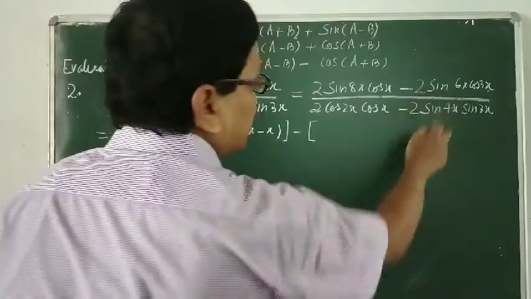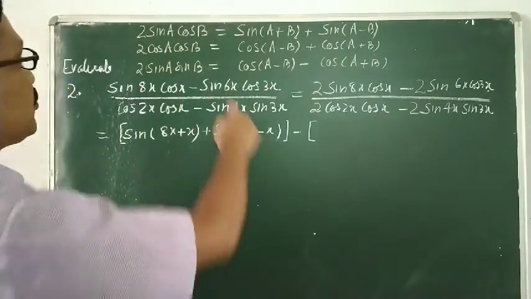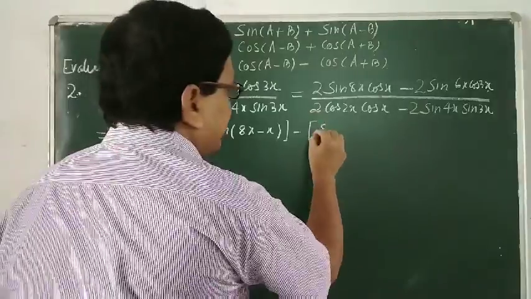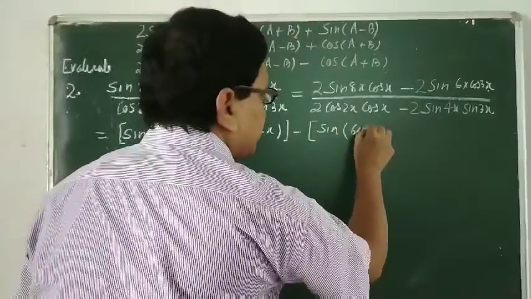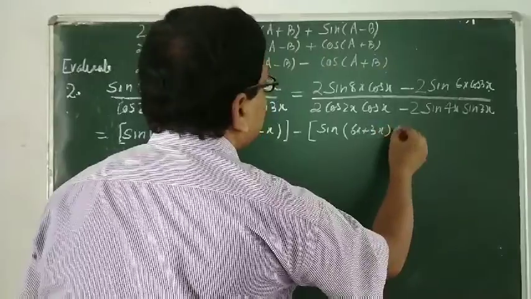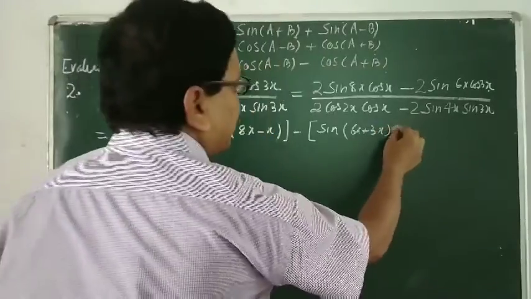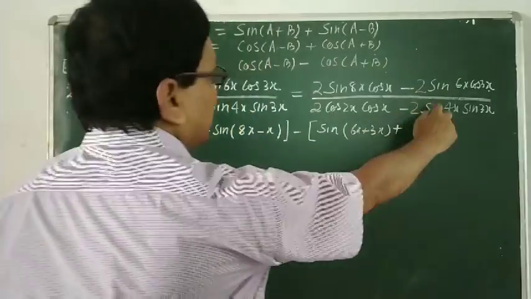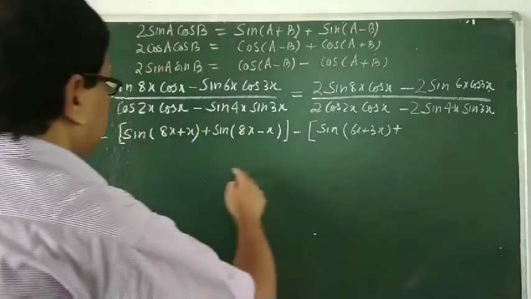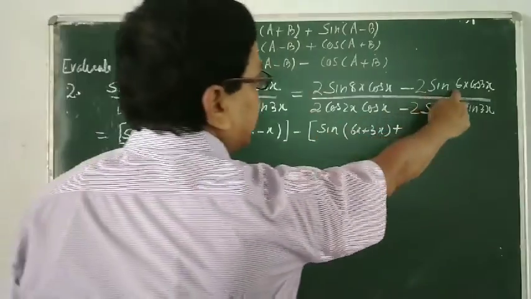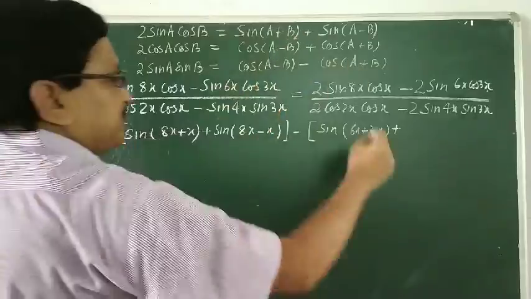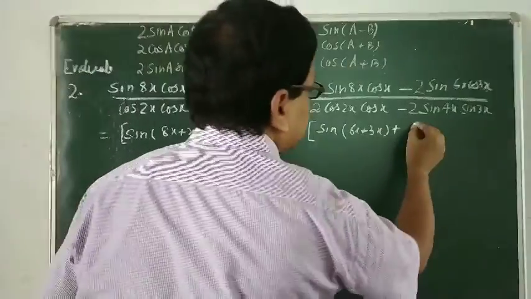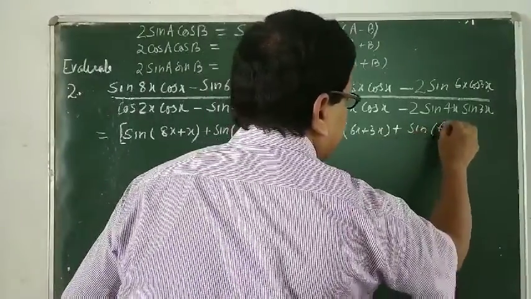This is for this 2 sin A cos B. Once more, 2 sin A cos B, sin (A plus B). Sin (A plus B) means 6x plus 3x, plus the same formula, 2 sin A cos B, sin (A plus B), so sin 6x plus 3x, sin 6x minus 3x.